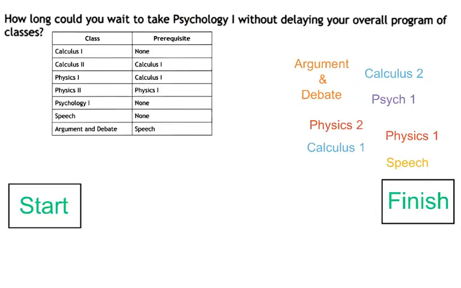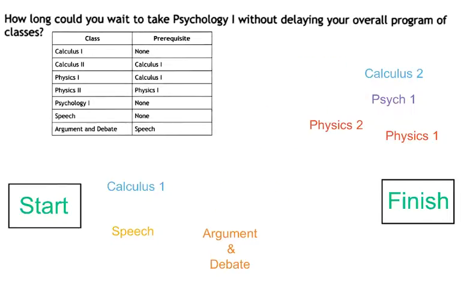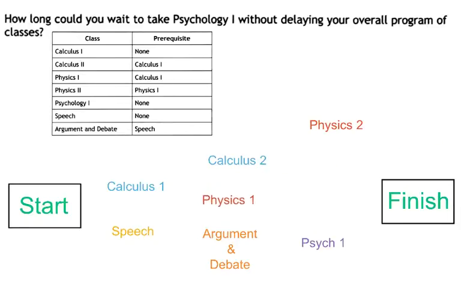How long could you wait to take Psychology 1 without delaying your overall program? Well, we've said we have got to take Calculus 1 first, and we also know that Speech is a prerequisite for another class. So Psychology isn't a prerequisite for anything. So we could actually wait till the very end to take Psychology. We could wait all the way till the 3rd tier to take Psychology. And we could take it after we took Argument and Debate. But we have got to take Calculus 1 first, then Calculus 2, Physics 1, and then Physics 2.